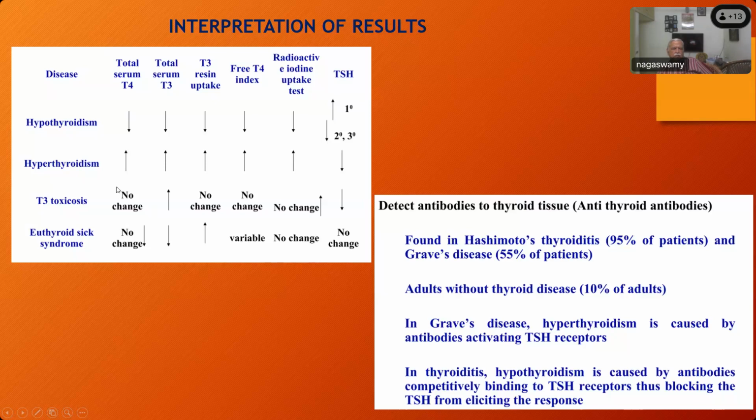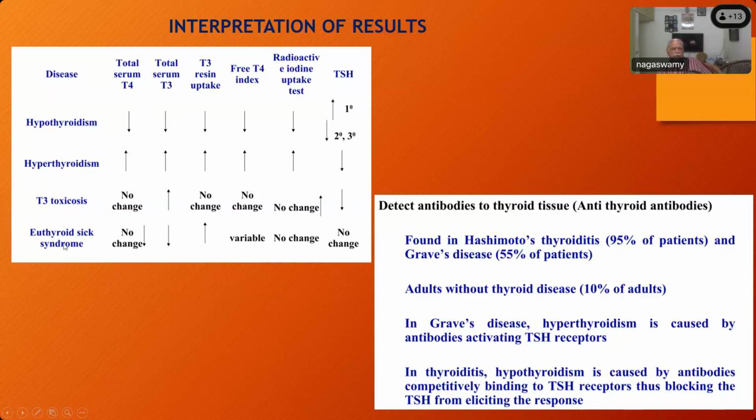There is another condition called T3 toxicosis, where there will be no change in T4, but T3 will be elevated, and no change in T3 resin uptake or T4 index, and TSH may be really low. So only T3 will be increased. That is why it is called T3 toxicosis.